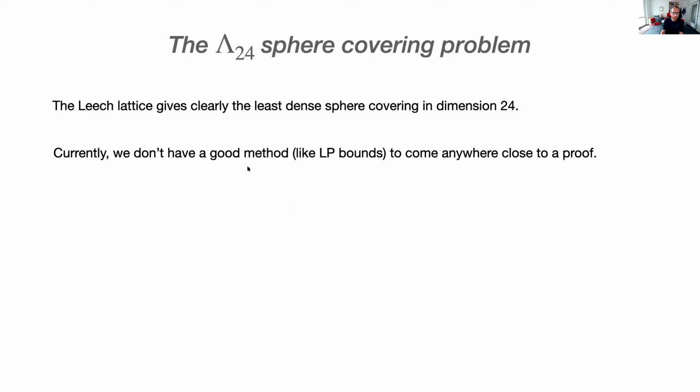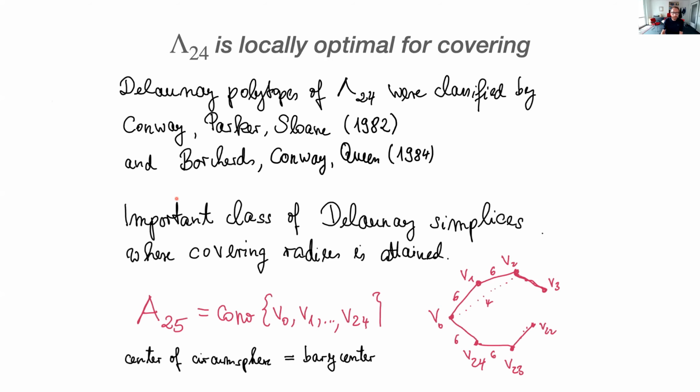So clearly, maybe it's not so clear because we don't have a proof, but on the other hand, we don't have any other candidates which even come close to the Leech lattice. But unfortunately, currently we don't have any good methods, like for example the linear programming bounds, to come anywhere close to a proof that the Leech lattice is optimal for sphere covering. But we could at least prove that the Leech lattice is locally optimal for lattice covering. So at least in the neighborhood of the Leech lattice, there's no lattice which is better than the Leech lattice.